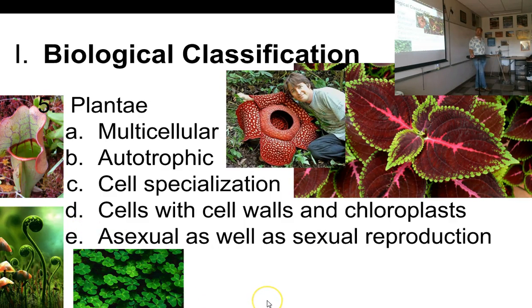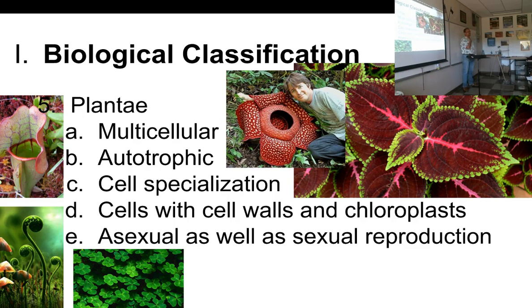Plantae. Plantae. This kingdom are multicellular. They're autotrophic, which means they, what does autotrophic mean again? Autotrophic means what?